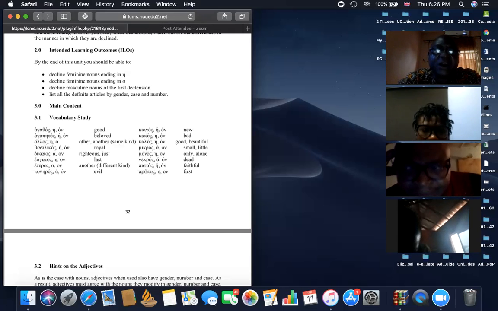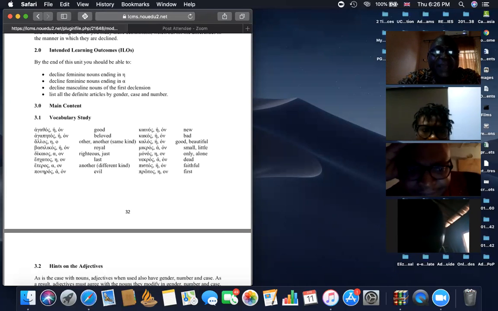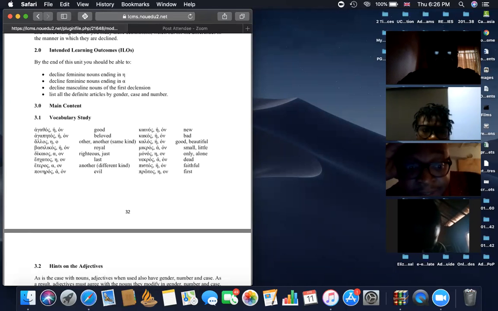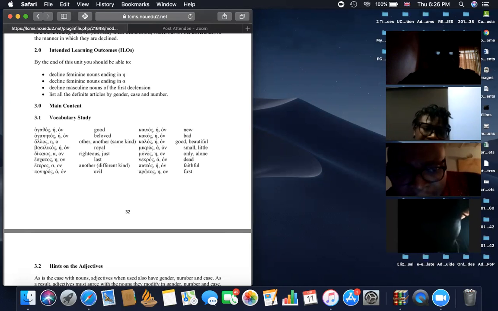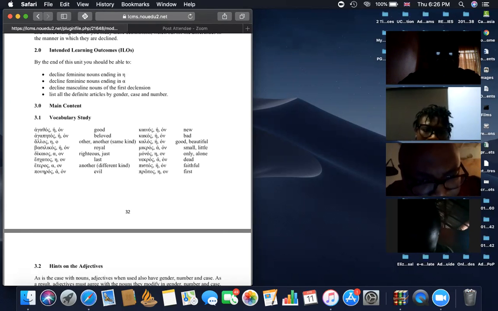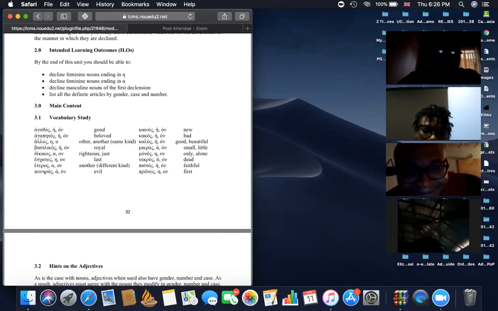The next word is mikros. Mikros, mikra, mikron. That is where your English word small or little has come from, and this is the origin of the English micro. Because actually micro is a direct transliteration of mikros. Now the next word is monos. Monos, mone, monon. It means only or alone. And that is where your English word mono has come from. When you talk about monocotyledon, a single. So that's where mono comes from.